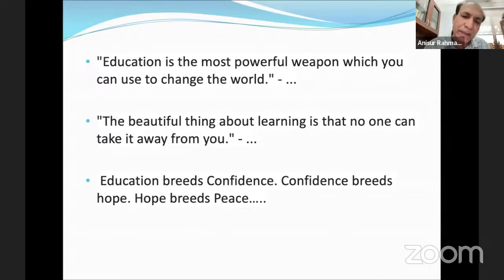So academia needs to understand the purpose of education, what kind of requirement there is in the labor market, what kind of skills would be required on the part of the industry. We need to understand that, and according to that, we need to make our syllabus. The beautiful thing about learning, about education, is that no one can take it away. If I am educated, if you are educated, someone is educated, it cannot be taken away.